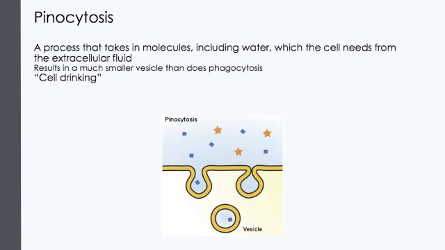The next type we'll discuss is pinocytosis. In pinocytosis, or cellular drinking, the cell "gulps" droplets of fluid by forming vesicles. Both phagocytosis and pinocytosis are nonspecific in the substances transported.